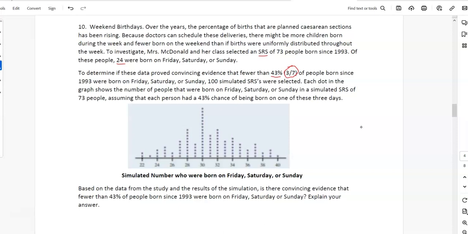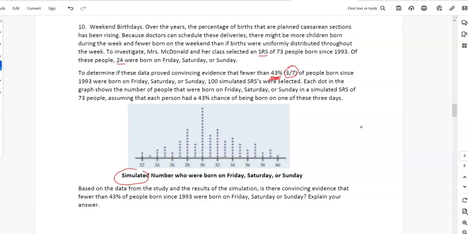What's happening here? When they do this kind of simulation, they're basing the simulation off this number: 43% of the time, it's going to be a weekend, right? So they got all those numbers by programming the computer to randomly spit out that type of random situation.